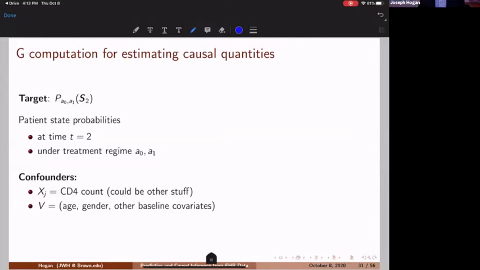So let's suppose we're just going to look at two time points. And we specify a treatment regime. Now, these are things that we fix. So we could say that we want to look at a treatment regime where at the beginning they don't receive treatment, but then they do receive treatment, something like that. We fix that.